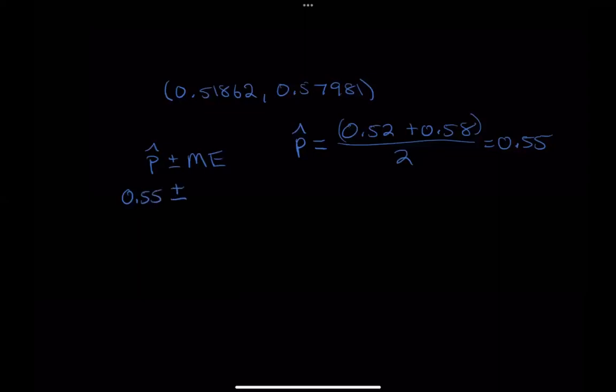The margin of error at this point is pretty simple. You just take that 0.58, the top of your interval, and subtract the 0.55, and that's going to give you 0.03, and that's your margin of error.